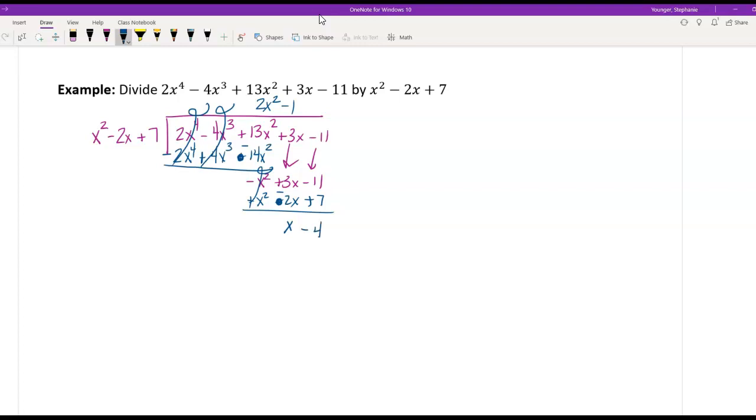So now our remainder is x minus 4. So our answer is 2x squared minus 1 plus x minus 4 over x squared minus 2x plus 7. And then we'd have to find those domain restrictions where x cannot equal.